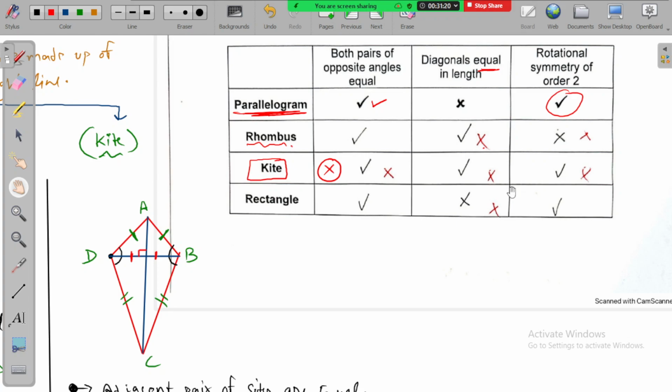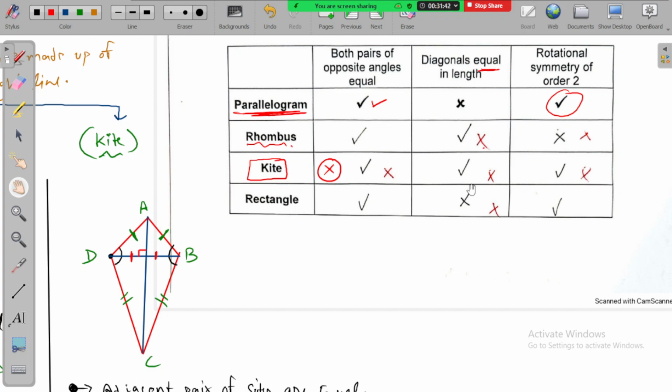Then rotational symmetry of order 2? No. It will not have it. If you rotate it completely, then only it will look similar to it. There is no rotational symmetry of order 2, you can say. Of order 4 it has, you can say. The 4 rotations we need to make, then it will look the same.